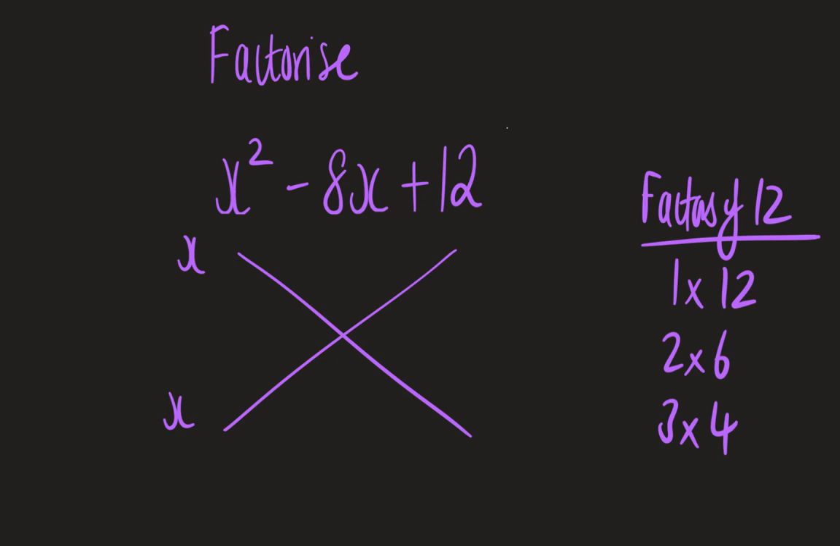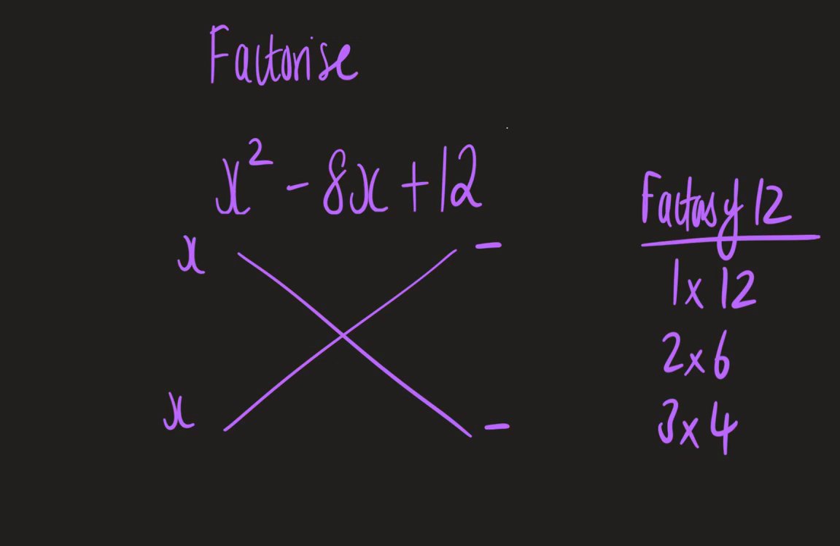Now, because we've got two numbers that add to give me a negative, but multiply to give me a positive, we know both of these are going to be negative, because a negative plus a negative gives me a negative, and a negative times a negative gives me a positive here. So we know they're both negatives. Now let's work out what they are.